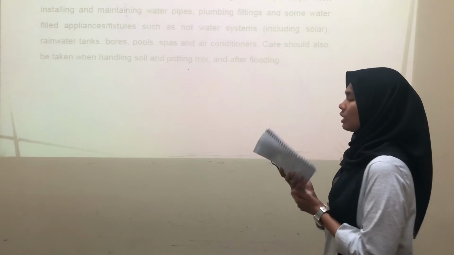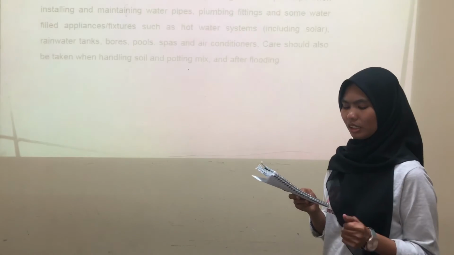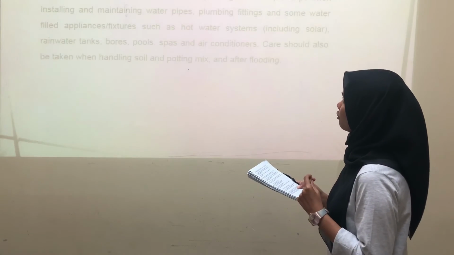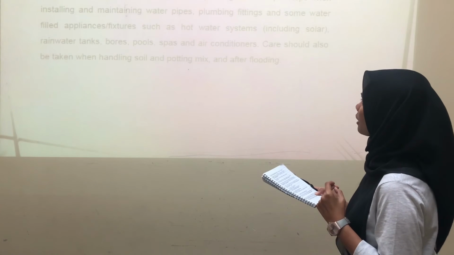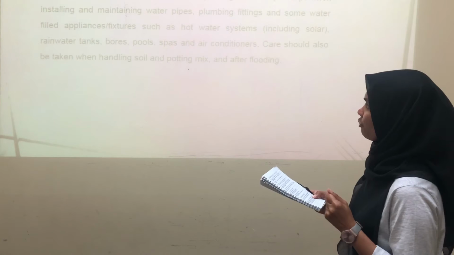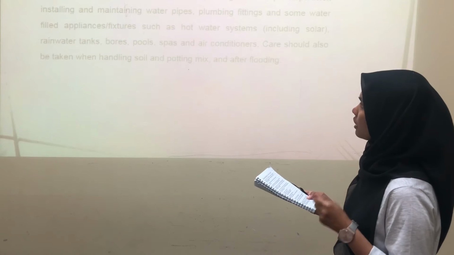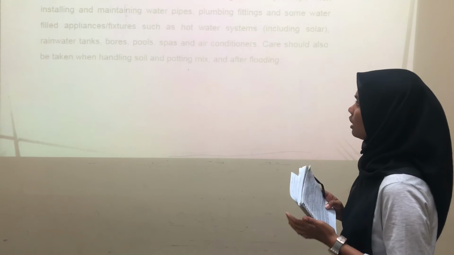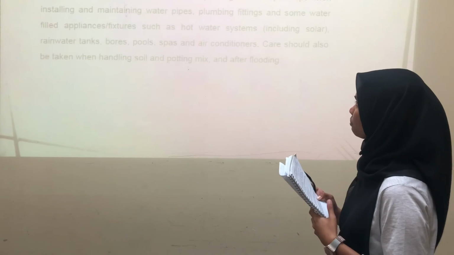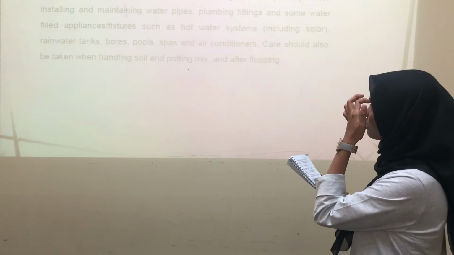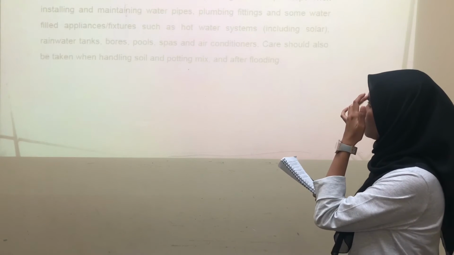Reducing the disease. Cara kita nak kurangkan penyakit tu, you can reduce the risk of this disease by taking some simple steps when installing and maintaining water pipes, plumbing fittings, and some water-filled appliance features such as hot water system including solar, rainwater tanks, bars, pools, spa, and air conditioner. Care should also be taken when handling soil and potting mix and after flooding.